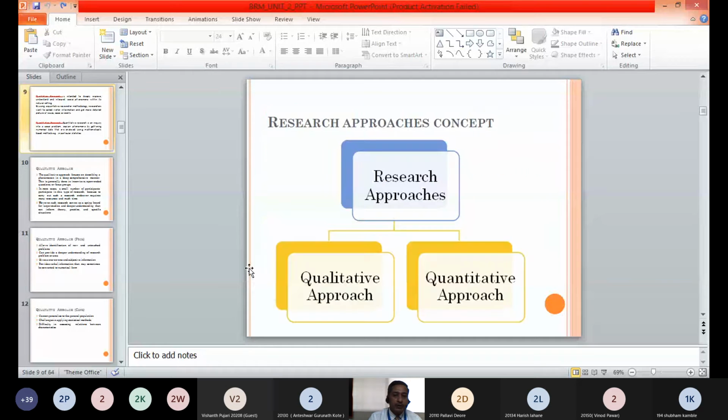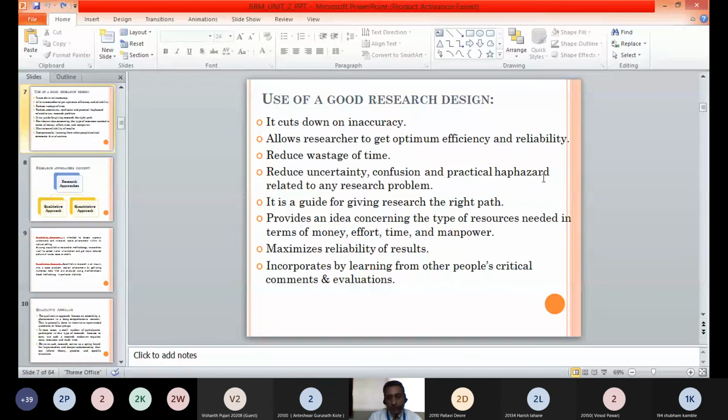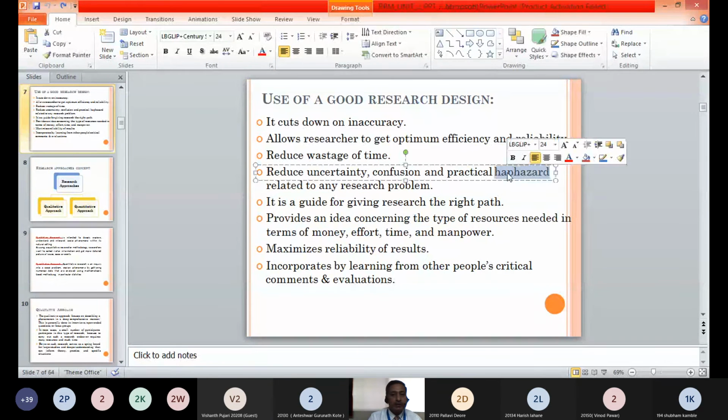Haphazardness means different mistakes, or unorganizedness. If you are not planned, what happens is there are unorganized things. You may make mistakes. You will do the same things again and again with very little output, isn't it? Okay, sir.